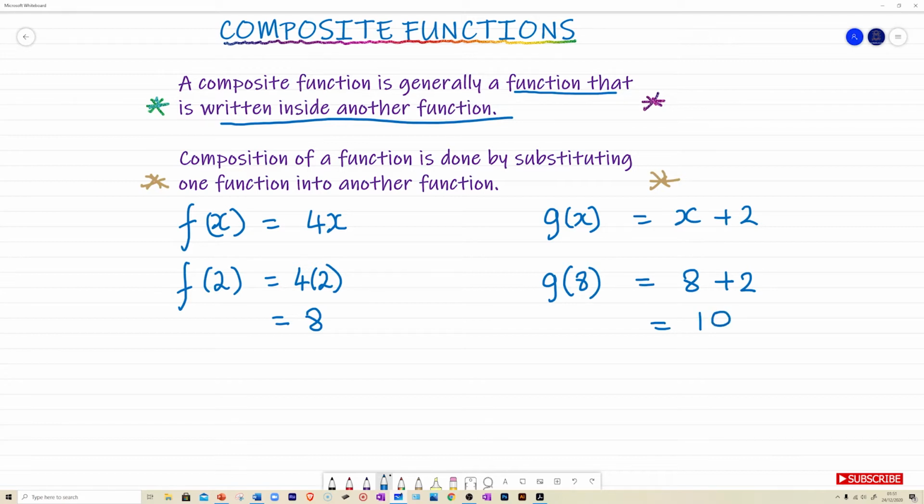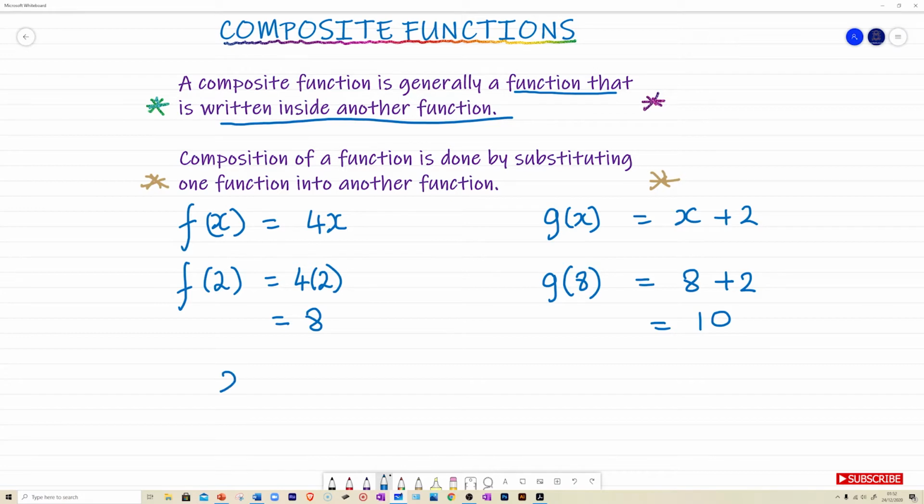Now let's think about what has just happened. We had an input of 2, and then we got an output of 8. That then became an input for my g of x, and the result is 10. So you can see here there are 2 steps. This is what you call a composite function.